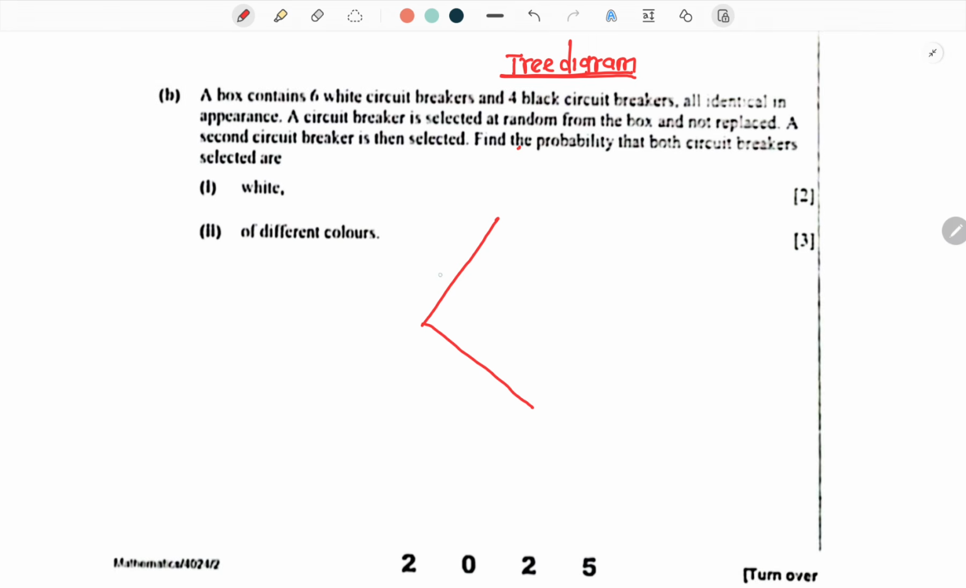So this is going to be white breaker. This is going to be black breaker. And of course, from here, we're going to have our first probability. Then from here also, we're going to have our first probability. So this is still going to be white breaker, this is going to be black breaker, white breaker, black breaker.